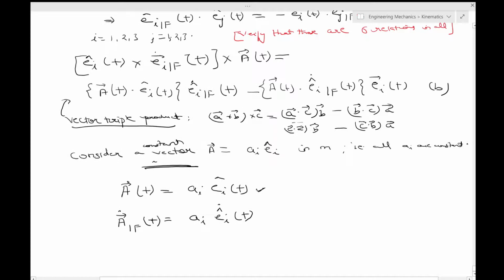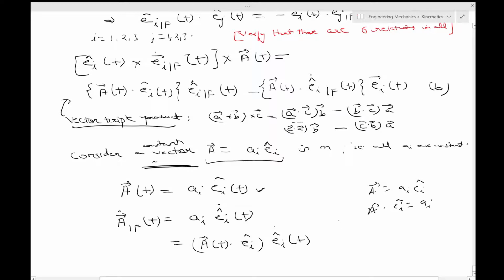Now if your vector is this, what would be a_i? a_i would actually be A of t dot e_i hat. Okay, so for example, if you have A equal to a_i e_i hat, and you take A dot e_i, you would be left with a_i. And that is not surprising.